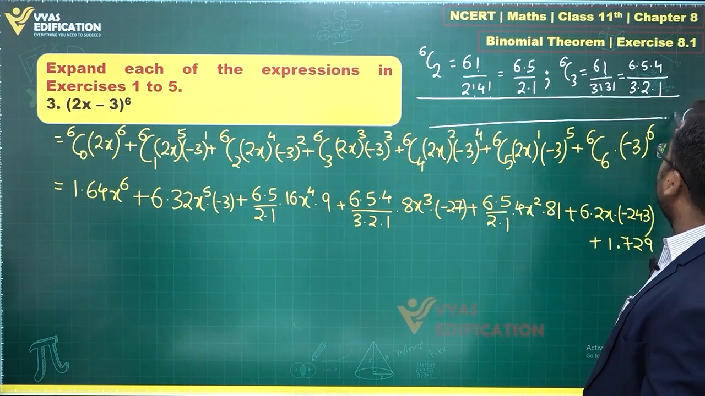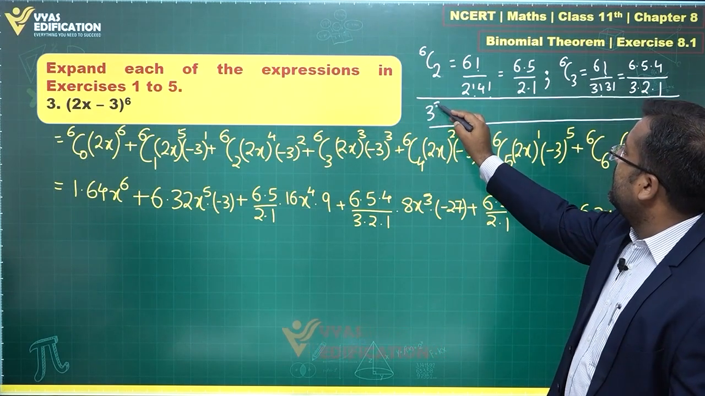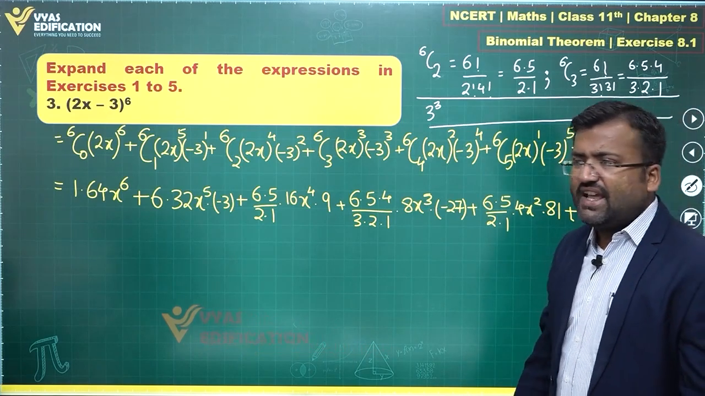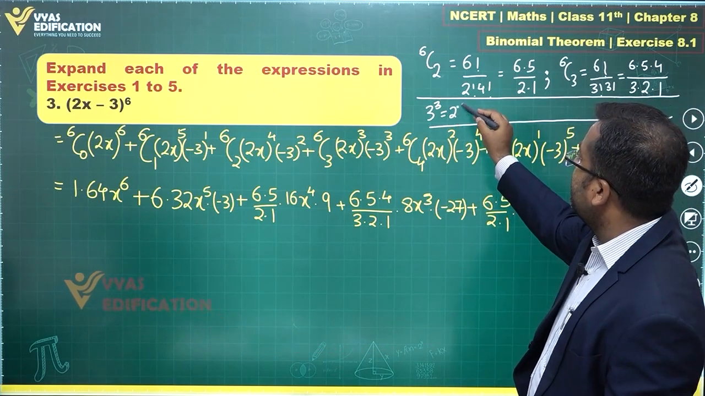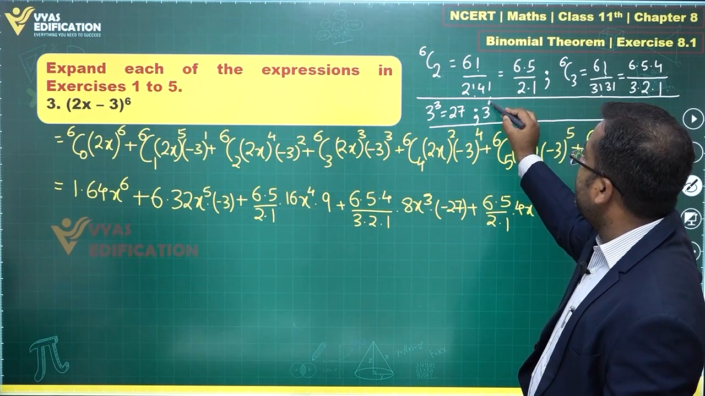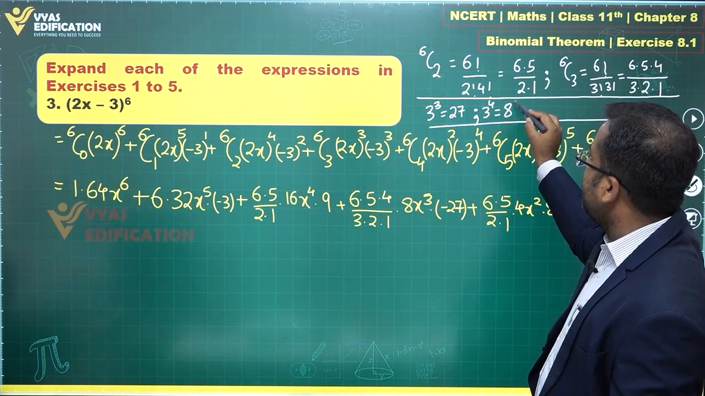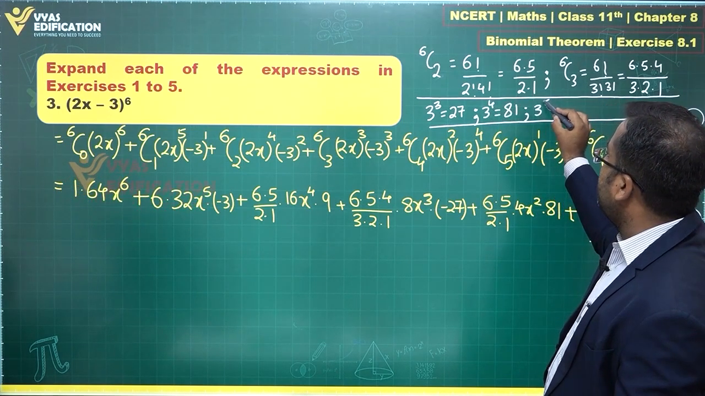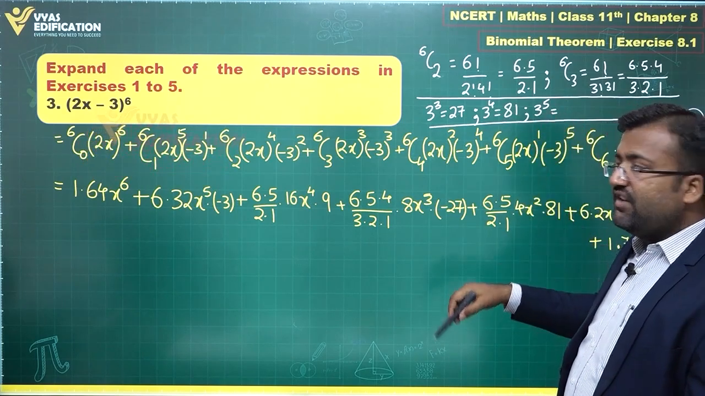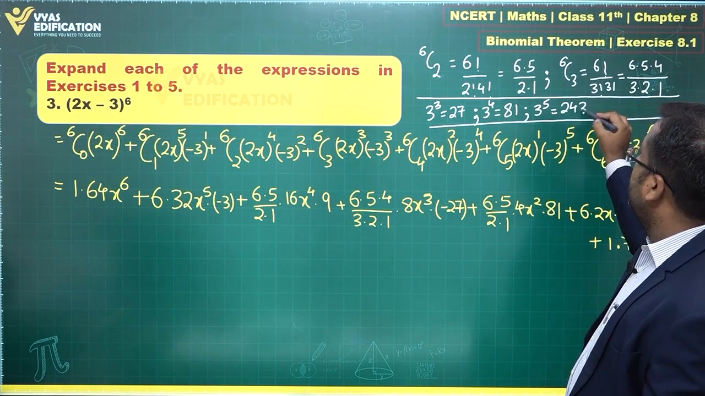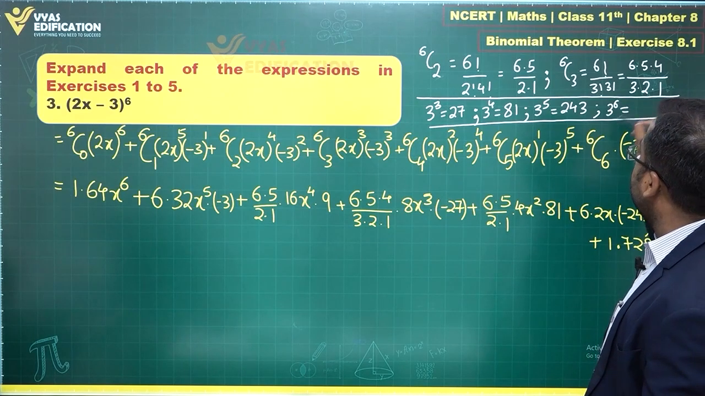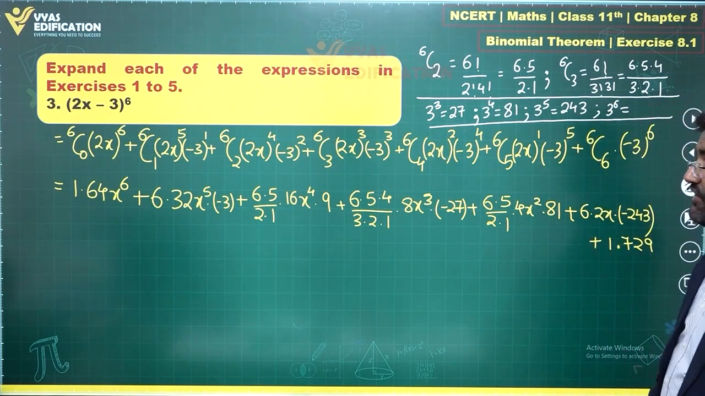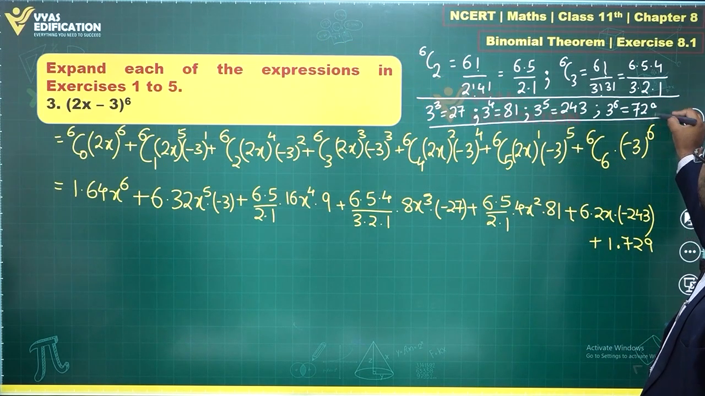Now what powers of 3 have I used over here? 3 power 3. 3 power 2 you are aware of. 3 power 2 is 9. 3 power 3 is 27. 3 power 4 will be 27 times 3, which is 81. 3 power 5 will be 81 times 3, which is 243, and 3 power 6 will be 243 times 3, which is 729.